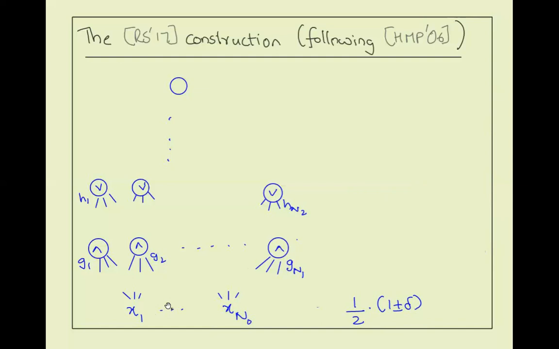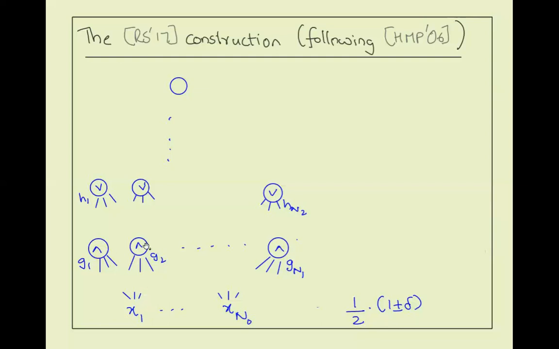By a simple application of the Chernoff bound, we know that the number of ones among these variables is going to roughly reflect the bias of the coin. So the number of ones is going to be a fraction which is half times 1 plus or minus delta, depending on the bias. That's the base case of this.